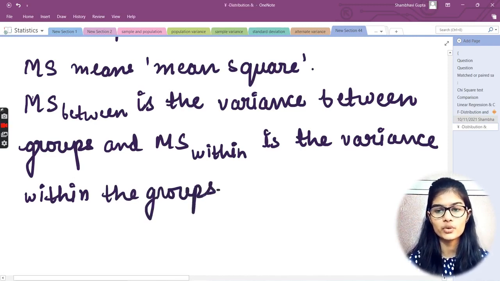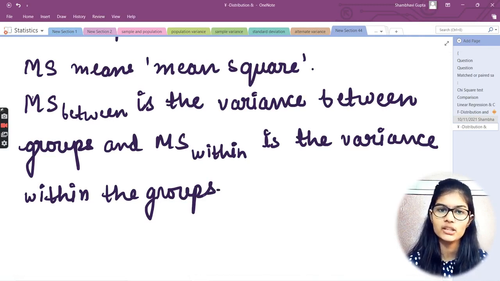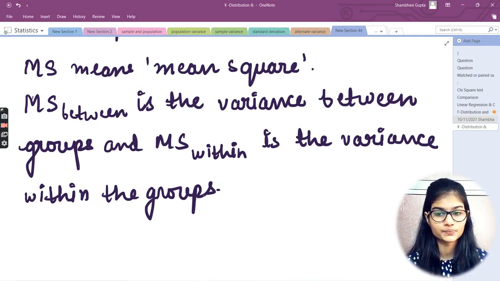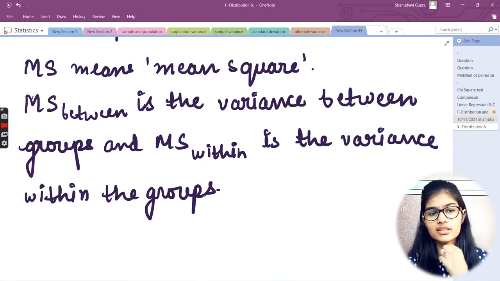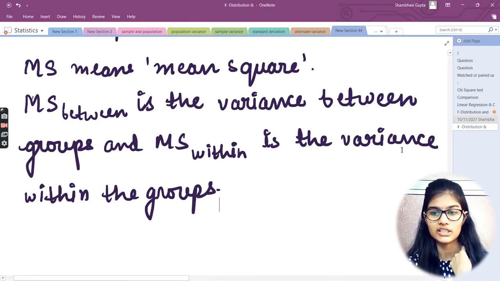So that was about MS, the mean square, right? MS between is the variance between the groups, and MS within is the variance within the group. So both are different things. When I say some variance is between the groups, that is one thing, and when I say some variance is within the groups, that is again a different thing, right? So this is about MS, the mean square.